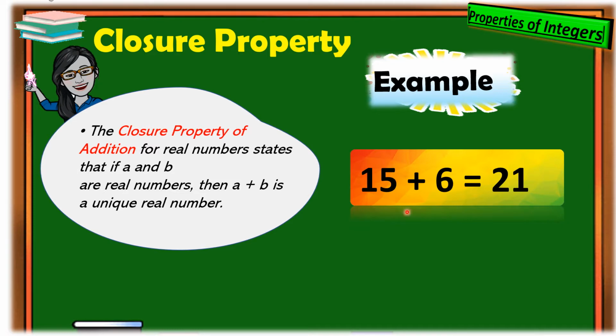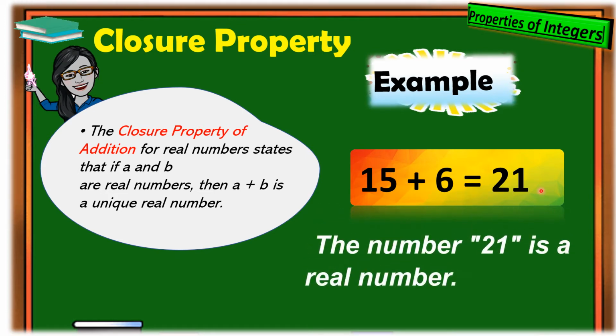Now let's have our example. So we have 15 plus 6 is equal to 21. So this is an example of a closure property of addition. Look at the sign. It's a plus sign. Okay? So 15 plus 6 is equal to 21. The number 21 is a real number. Okay? So meron siyang sagot na real number.